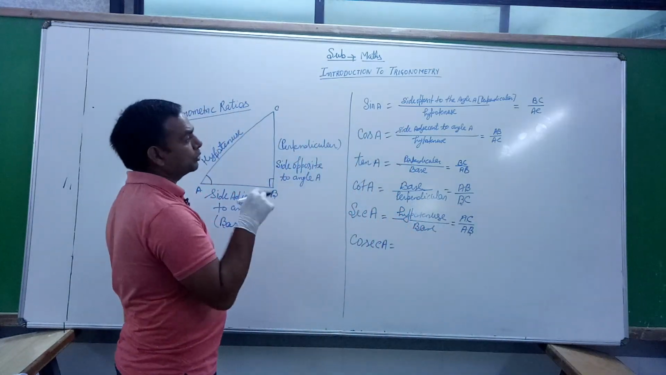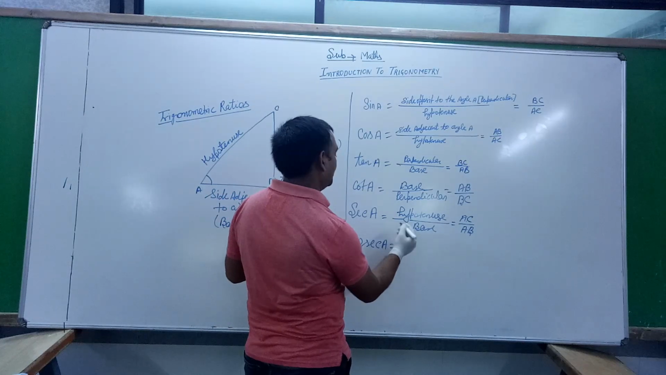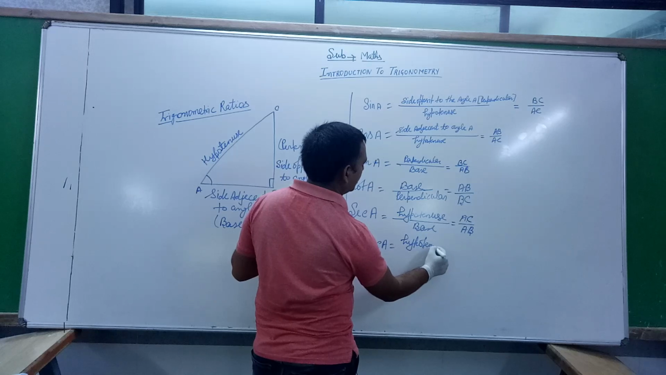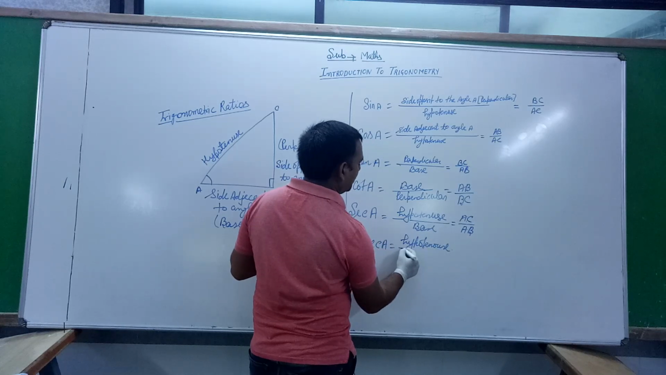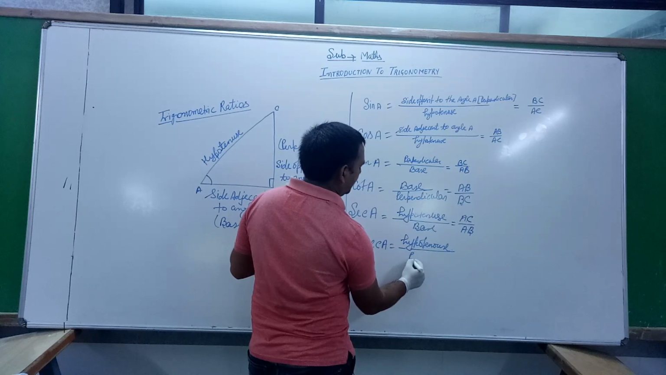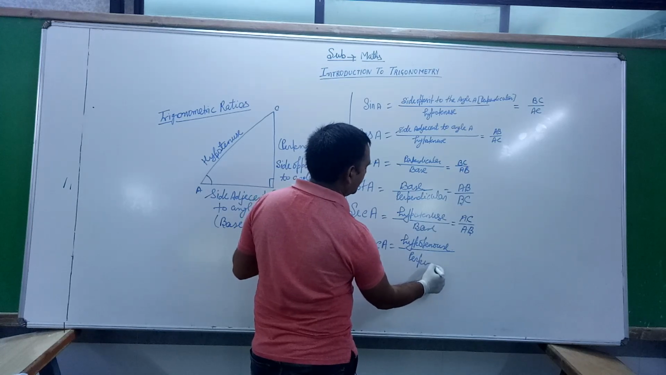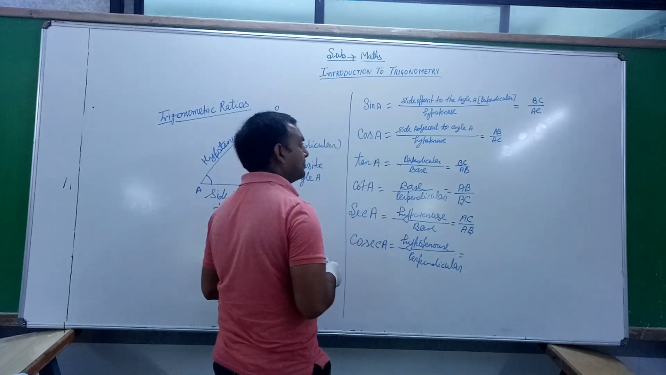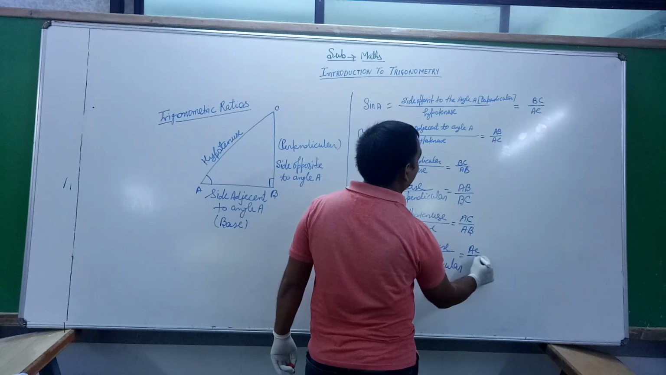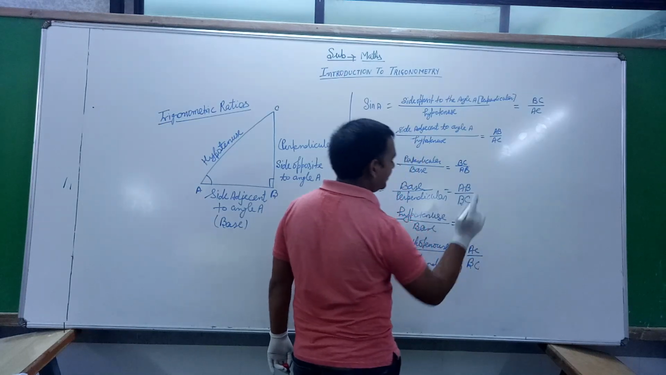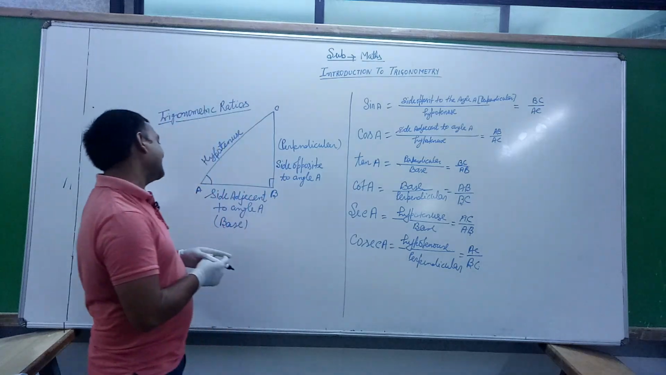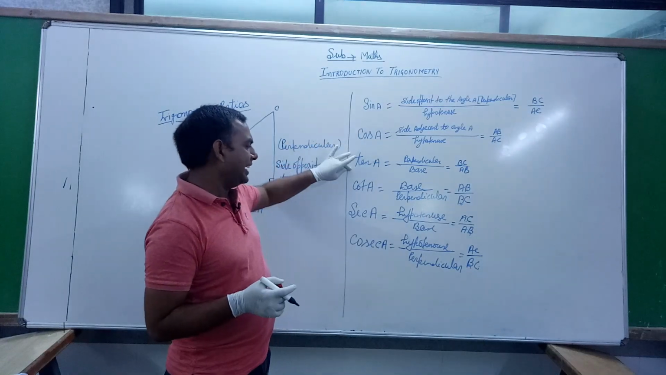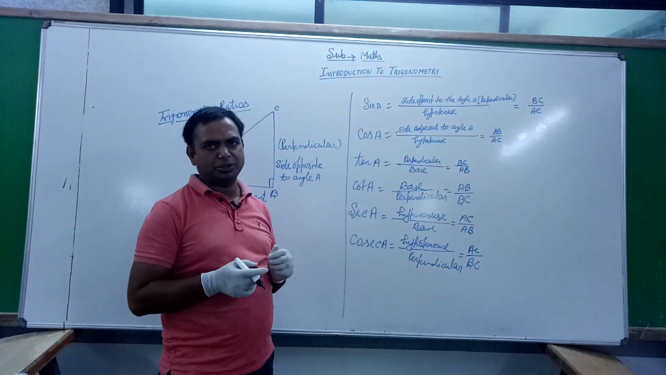Next, cosec A is the opposite of sin A, so that is equal to hypotenuse upon perpendicular, which is AC divided by BC. Okay, these are the trigonometric ratios. If you take the angle A, similarly you can take the angle C. Here are sine, cos, tan, cot, sec and cosec. You find the ratios. Okay.